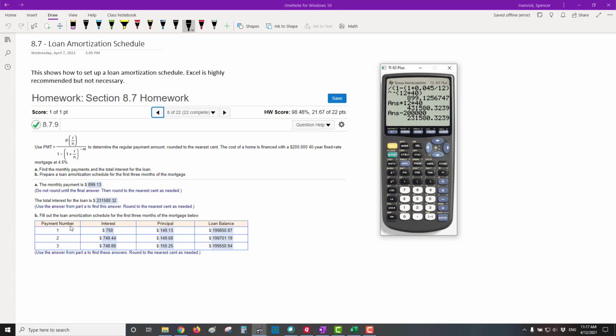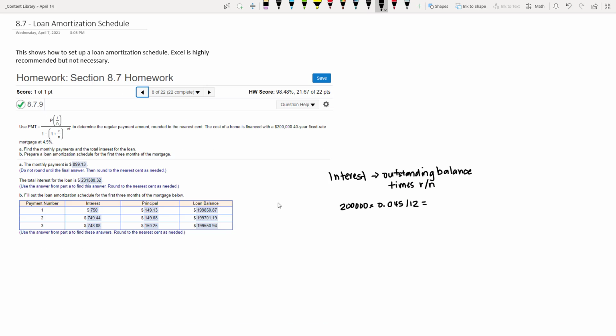Now we need to figure out a loan amortization schedule. So let me set that up for you and show you how we get these numbers. To find the first amount of interest from your first payment, you take the outstanding balance. So at the beginning of the mortgage, you owe $200,000, and you multiply that times the rate of 4.5%, and you divide that by n, which is 12. So when we multiply those numbers and divide by 12, we get $750.